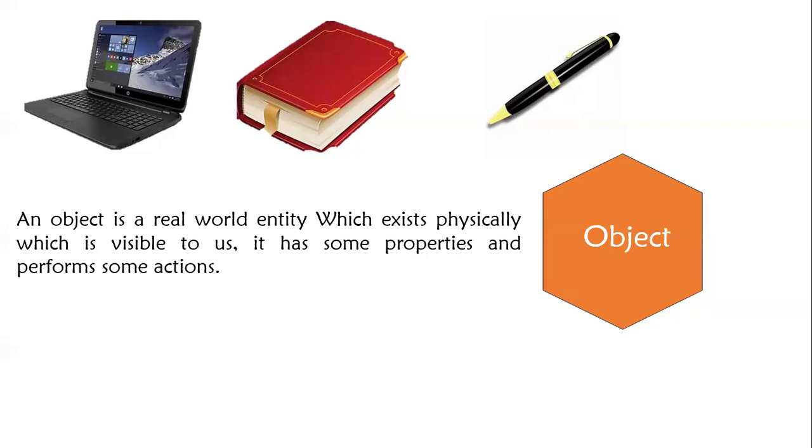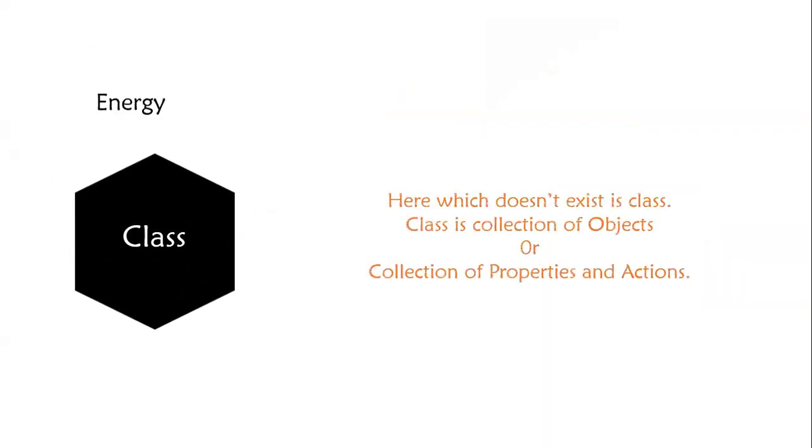Now, what is not an object? An object is something which exists physically, which we can see. What is not an object is energy, air, thoughts. This comes under class. So what doesn't exist physically is a class. Energy, air, force, or anything like that we can call a class itself.